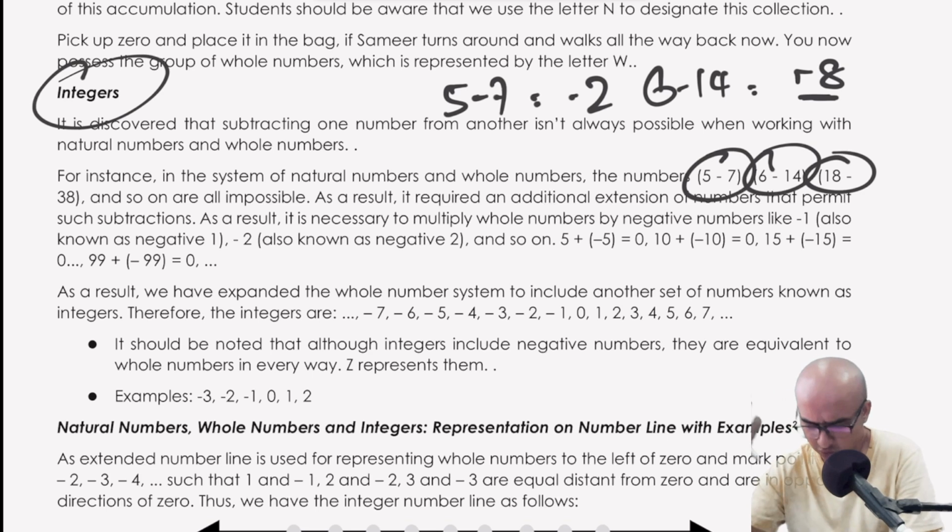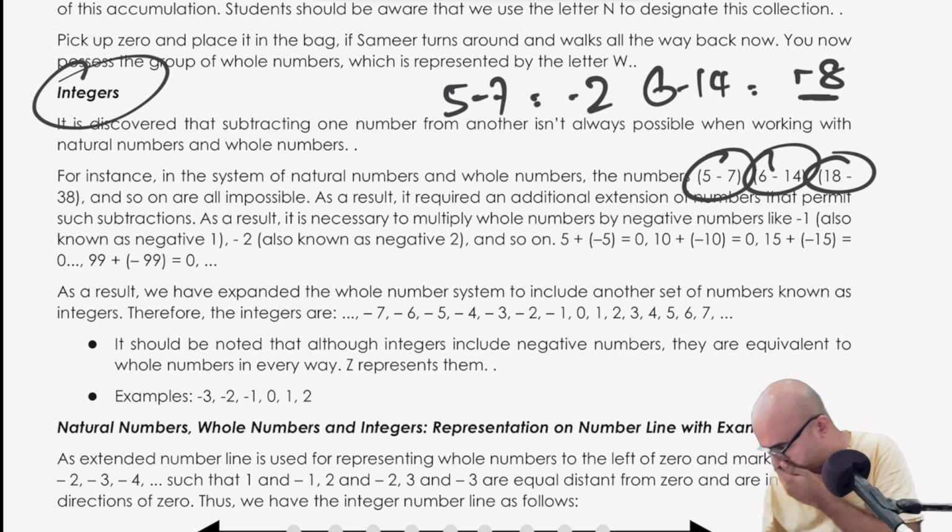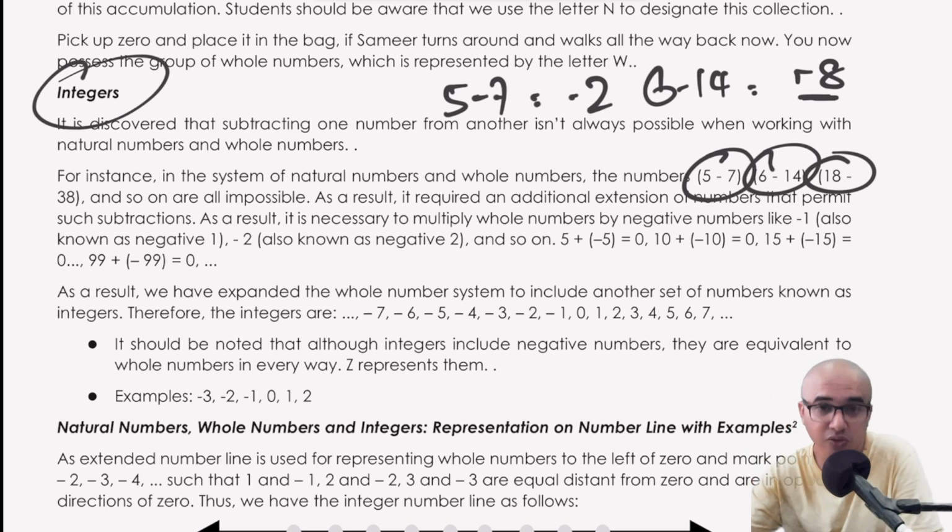Now that we know that 5 minus 7 is minus 2, it cannot be a natural number, it cannot be a whole number. Therefore we introduce something known as an integer, which includes whole numbers, and along with that it also provides for negative signs. So that's how integers were introduced.